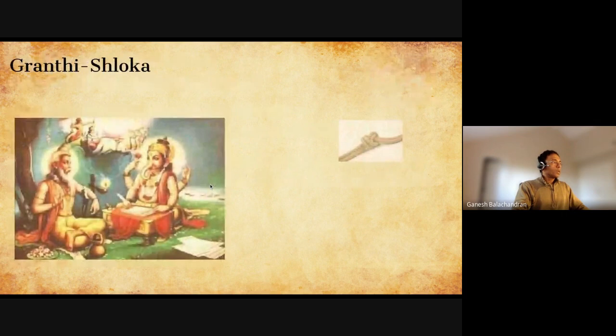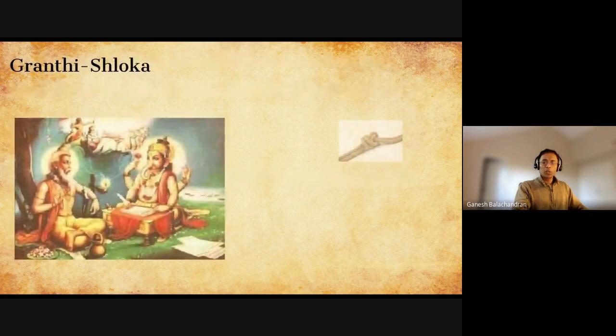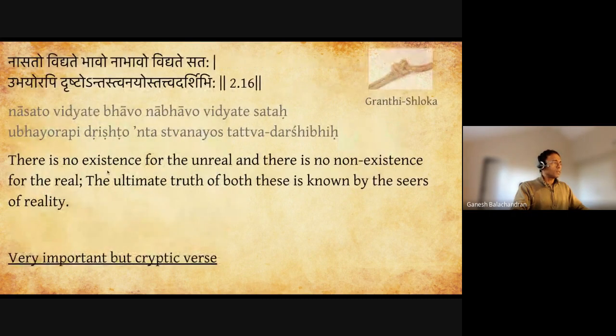Okay, so now there is: nasato vidyate bhavo, nabhavo vidyate sataha, ubhayorapi drishtontastvanayostattvadarshibhihi. This is the shloka, and it's very confusing. There is no existence for the unreal, there is no non-existence for the real, and the ultimate truth is known by the seers. So what is the real and the unreal? This is the core of Vedanta. This is a very important topic.